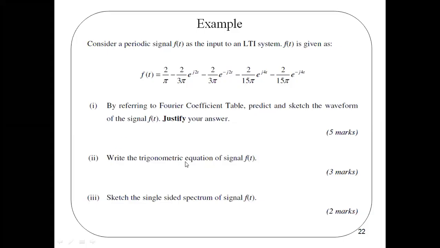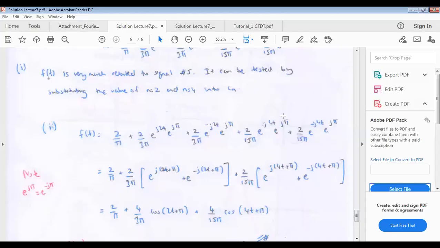Part 2 of the question asks us to write the trigonometric equation of signal ft. Okay, so basically we need to be based on this ft. Just a transformation from complex exponential to trigonometric, which we have done yesterday. Am I right? Okay, we have done this yesterday, so I think it's nothing much to be worried about. So based on these equations from above, we're going to combine the same terms.